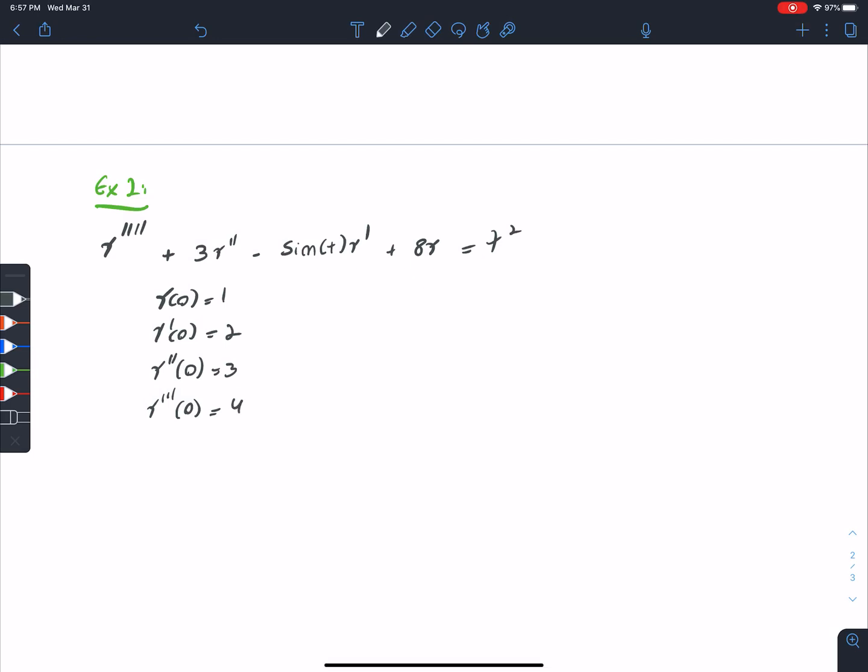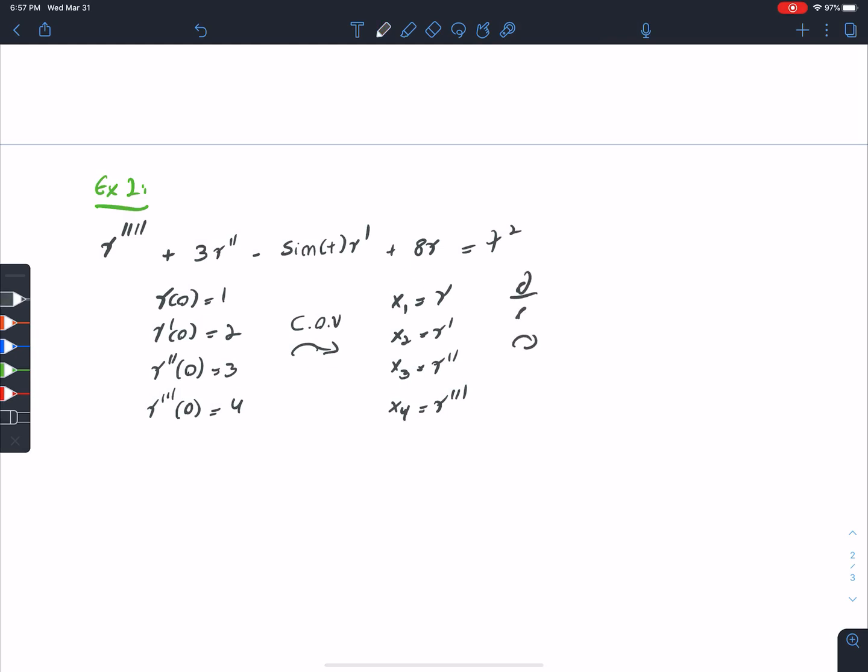Right? Let's do our change of variables. Following the technique we just developed, we call x1 to be y, x2 will be y prime, x3 will be y double prime, and x4 will be y triple prime, right? Third derivative of y.